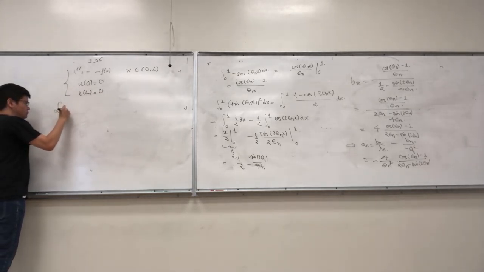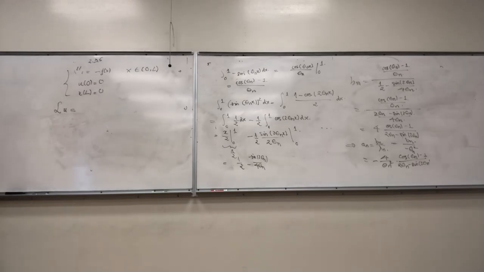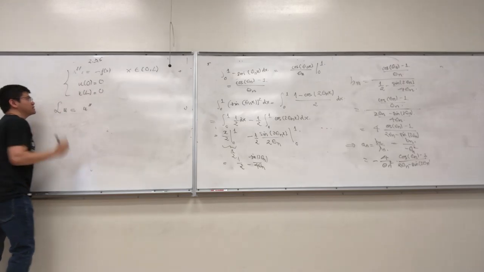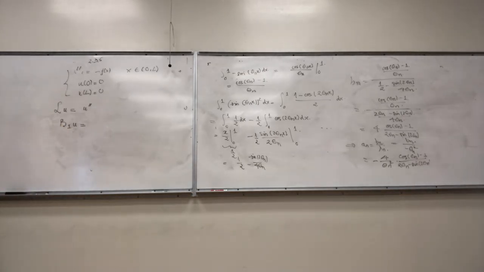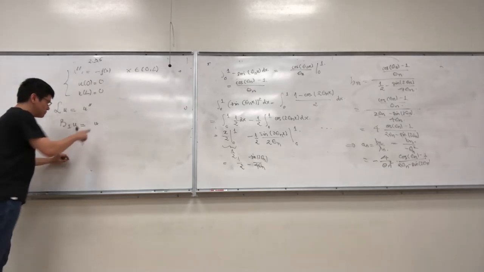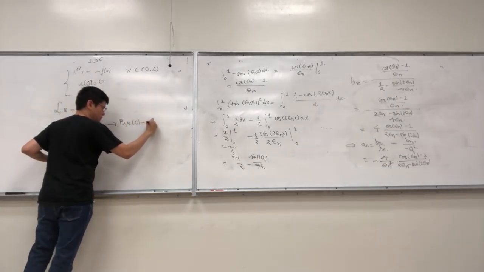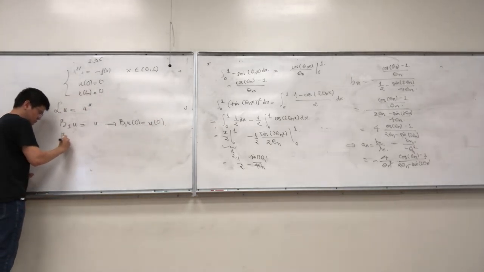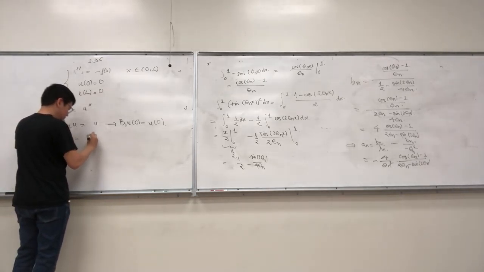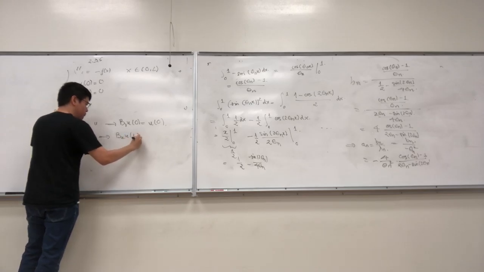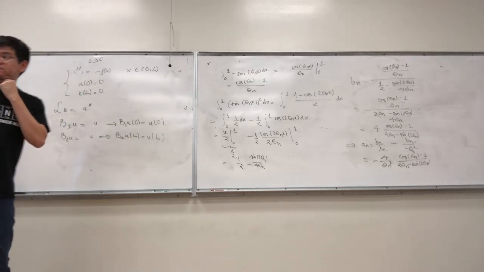In this case, what is the operator L? So the f will be minus f. So what is B1? B1 of u is always u. Which means that B1 of u at 0 will be u at 0. Right? What is B2? So this B2 of u is also u. So B2 of u at L will be u at L. Okay.